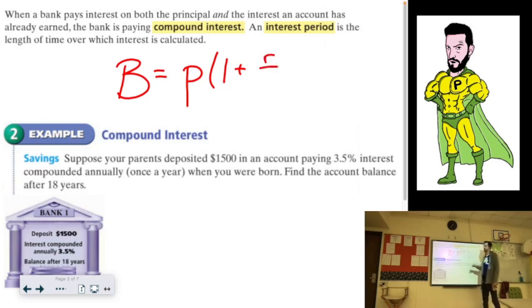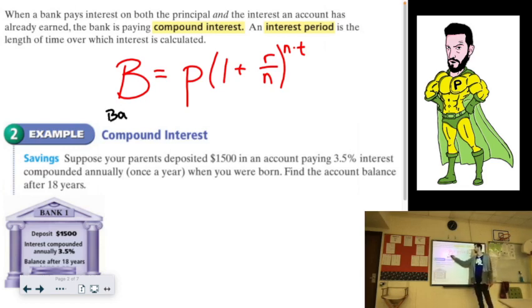We're going to divide it by n, which is going to represent the number of times it's compounded per year. And then the exponent's not just going to be t, it's going to be n times t. Now that looks very complicated. Once you do a couple of them, it's not bad, but maybe we should label this.